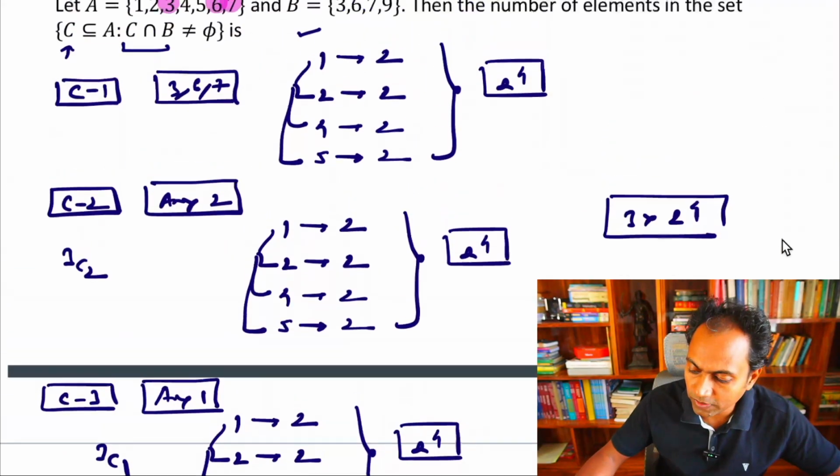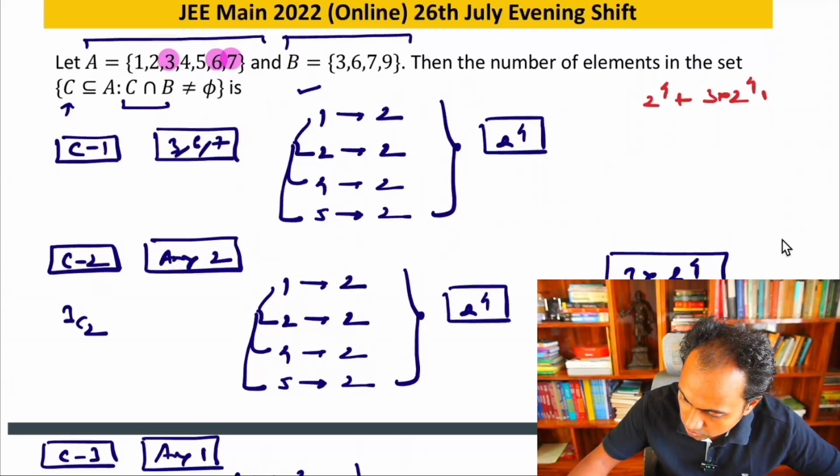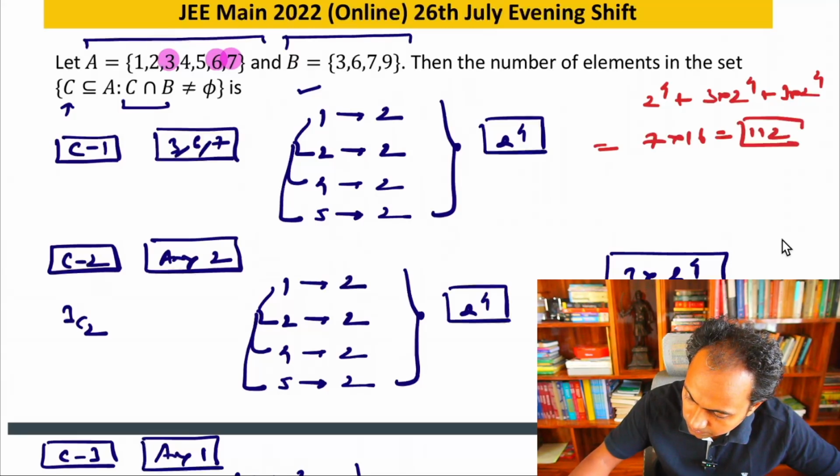So my final answer is going to be nothing but 2 raised to the power 4, 3 into 2 raised to the power 4, 3 into 2 raised to the power 4. This is nothing but 7 into 16. That comes out to be 112.